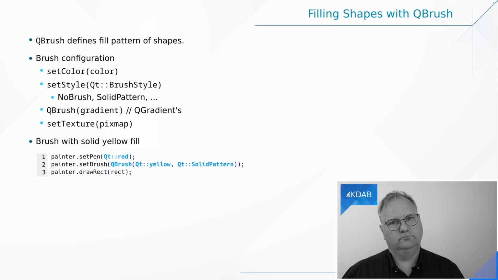Okay, so that was painting a regular line or something, but if you paint something that is a circle, an ellipse, or a rectangle, something else that has an inside to it, then the inside will be painted using the brush. And the brush you specify just like you did with the pen, on the painter, set brush. Here's a brush, it's yellow and it's a solid pattern. And there are a few properties to the brush. There's first of all the color of the brush and the brush style.